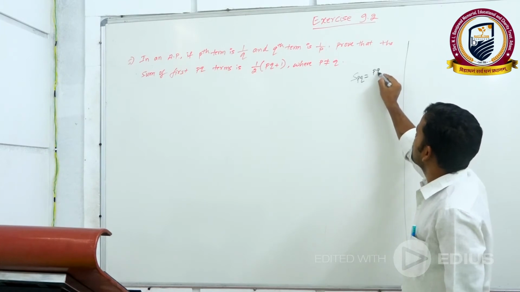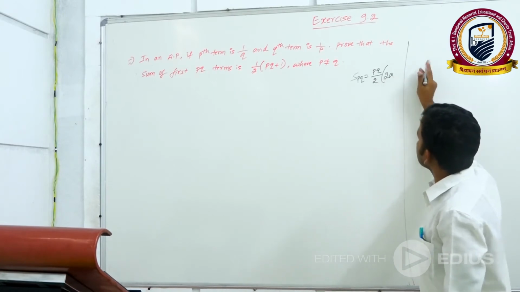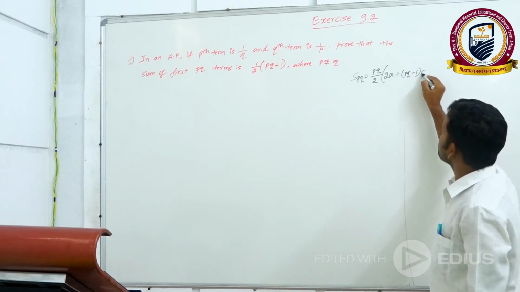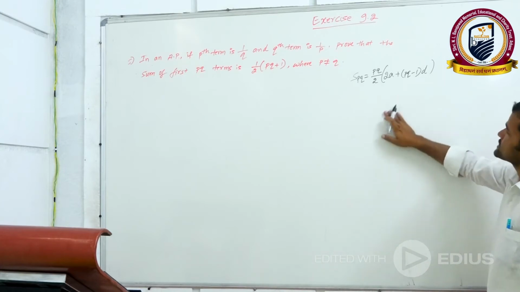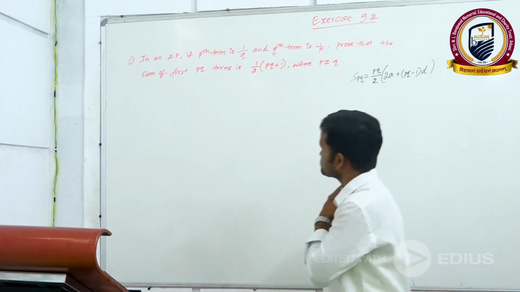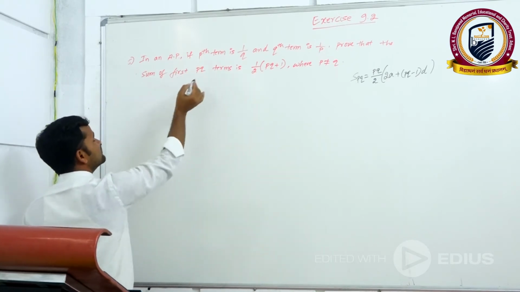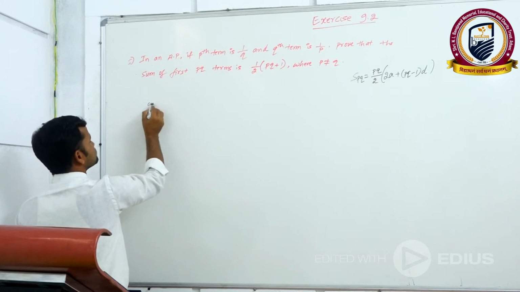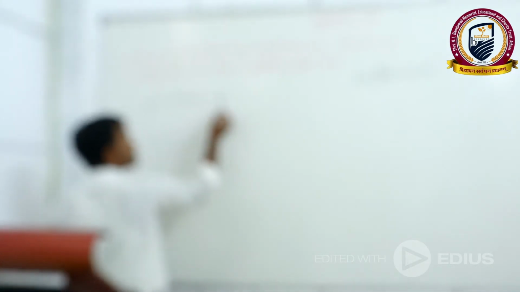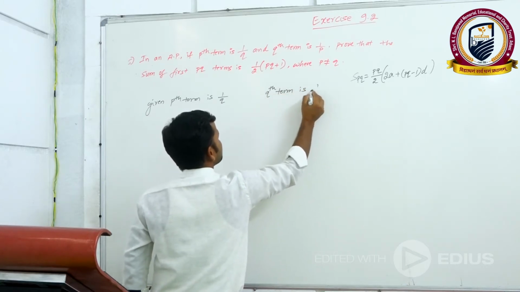Spq is equal to, the formula n by 2 was there, now it becomes pq by 2 into 2a plus n minus 1 becomes pq minus 1 into d. So, to find this Spq, what are the quantities required there? A and d we need to calculate. First term and common difference are unknown to us. Okay. To calculate that, we will use the given terms. What is given there? It is given pth term is 1 by q and qth term is 1 by p.